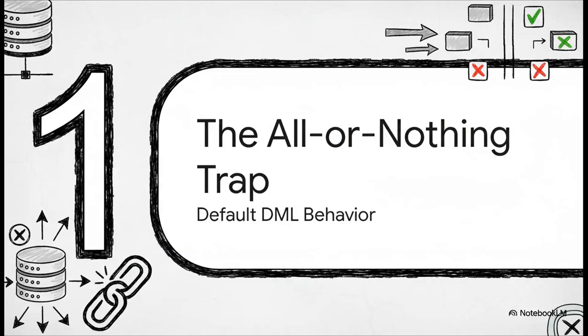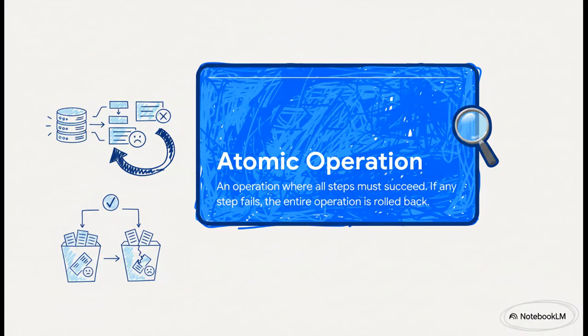Well, this whole scenario actually has a name. We call it the all-or-nothing trap, and it's all because of the default behavior of DML, that's data manipulation language. Think of your basic insert, update, or delete commands. Let's pull back the curtain and see what's really happening. So by default, these operations are what we call atomic.